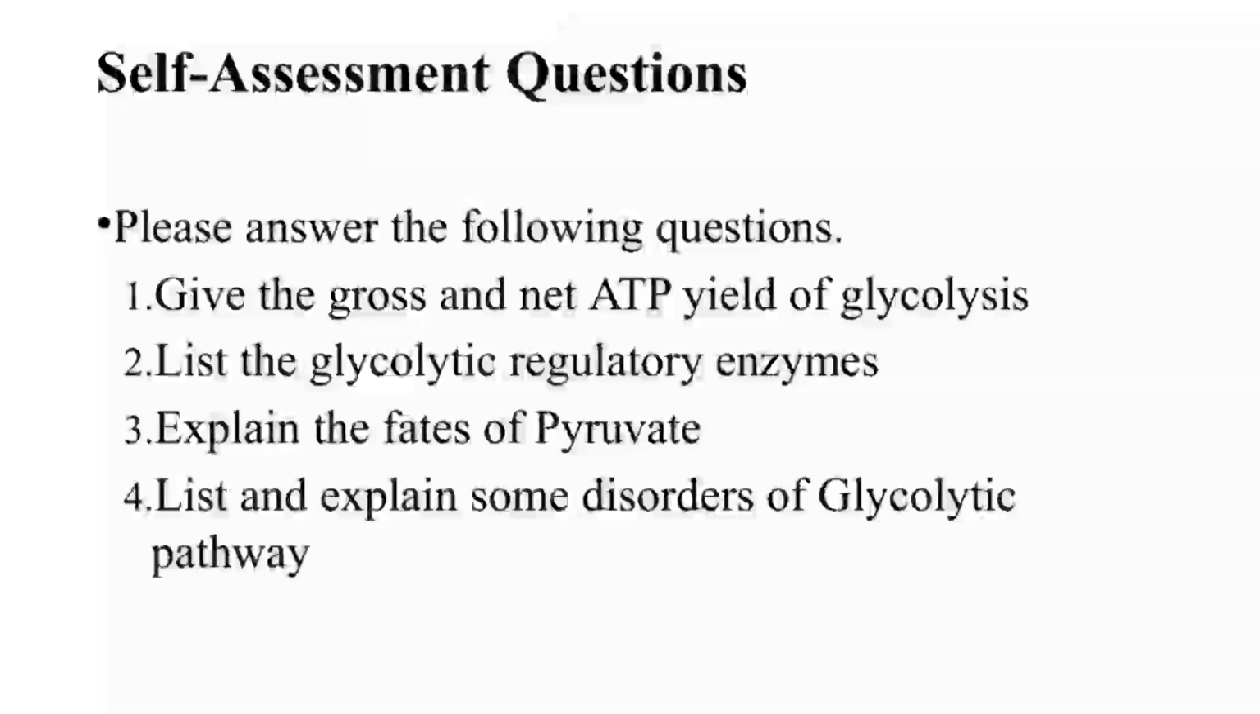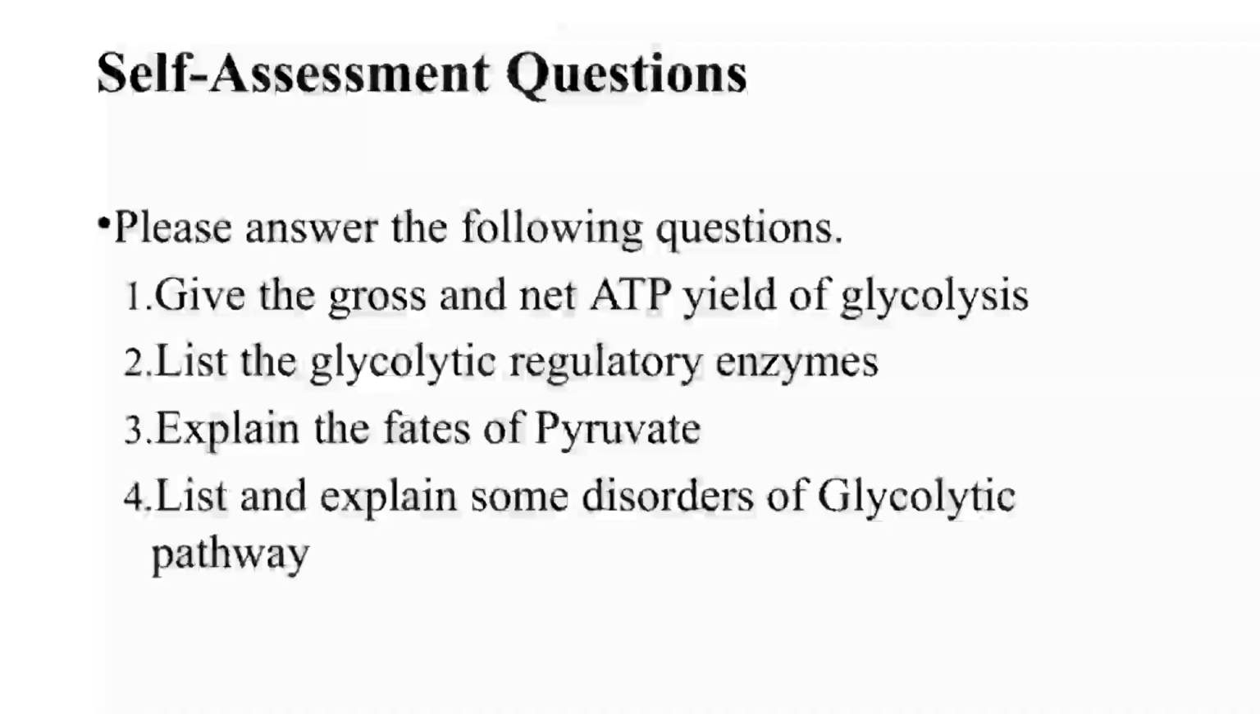Moving on, what happens to pyruvate after glycolysis? Pyruvate can follow several paths. It can be converted into lactate under anaerobic conditions, which is important in muscles during intense activity. Alternatively, in the presence of oxygen, pyruvate enters the mitochondria and is transformed into acetyl-CoA to fuel the citric acid cycle, producing more energy. Finally, let's discuss some disorders of the glycolytic pathway.